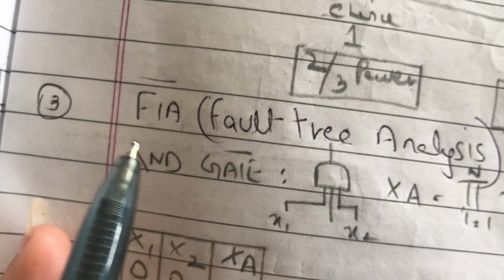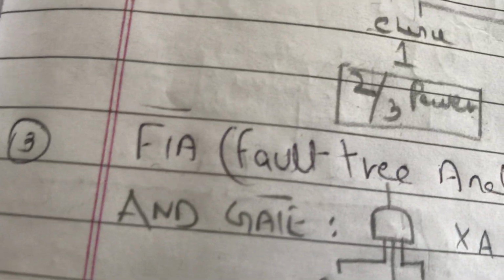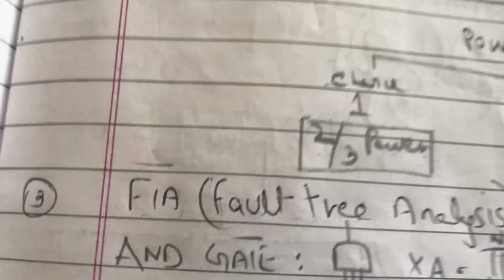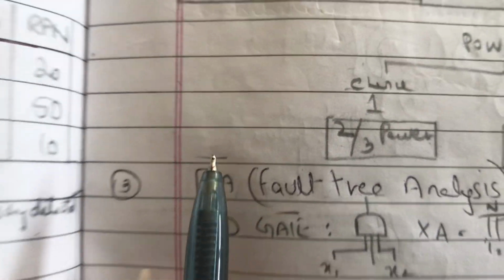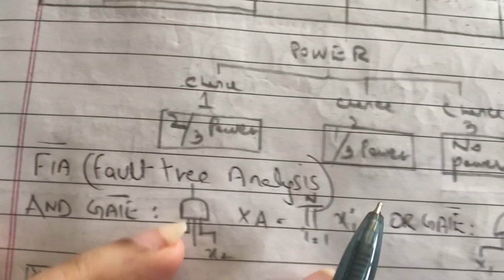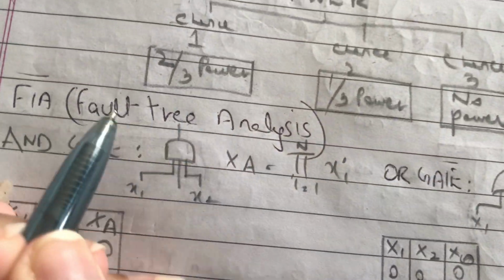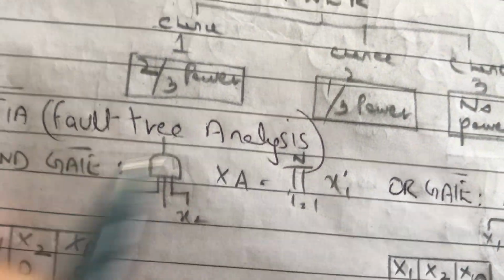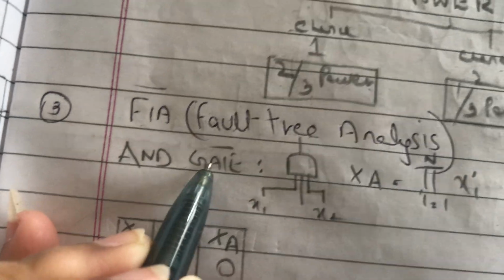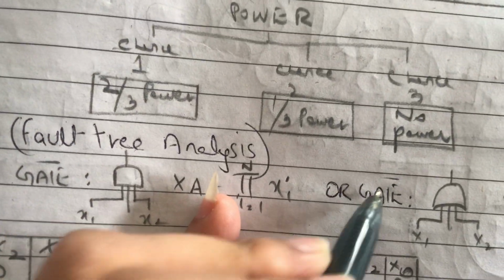We have not two gates, we have so many gates and so many things. Oh sorry, gates are only two. So we draw FTA, fault tree analysis, on the basis of two gates. What are those? AND gate and the OR gate.